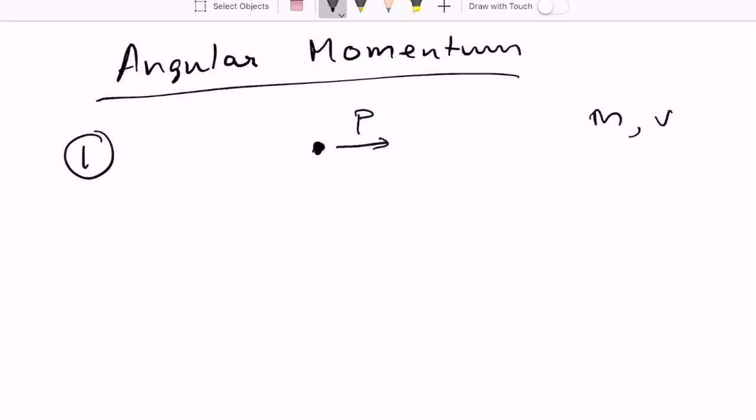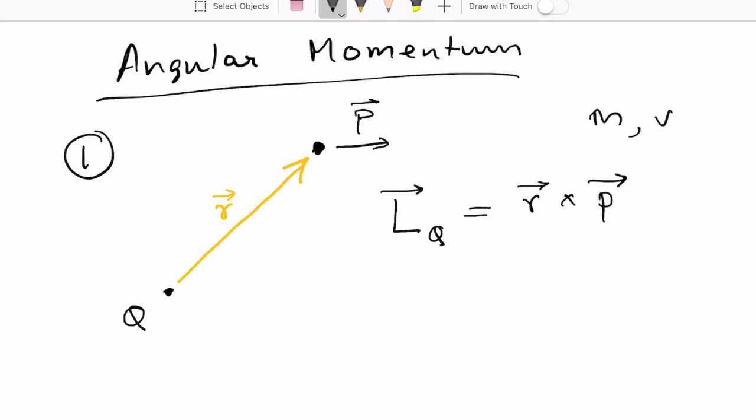Okay, now let's say that this point is your observation point Q. I'm just arbitrarily naming this point. So this is where you're observing the particle from. What is the position vector of the particle? The position vector of the particle is r. So r is a vector which tells you where the particle is. Okay, the angular momentum of the particle relative to the point Q, and angular momentum is a vector, is defined as r cross p. That is the definition of the angular momentum.